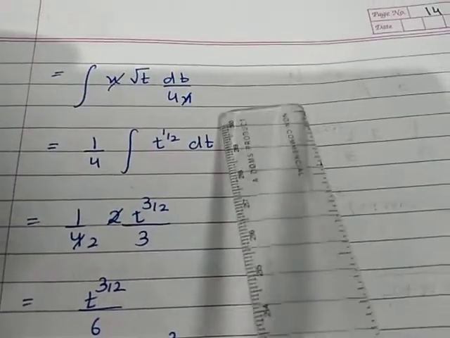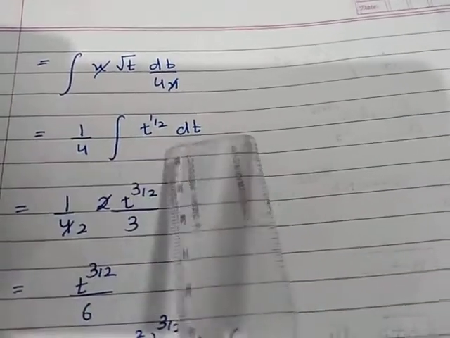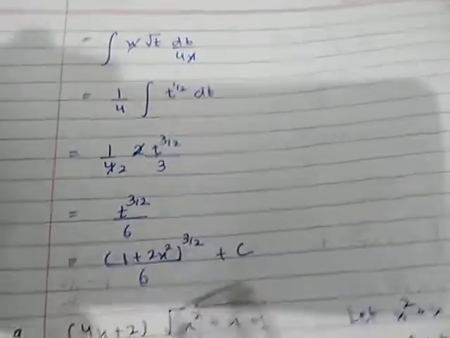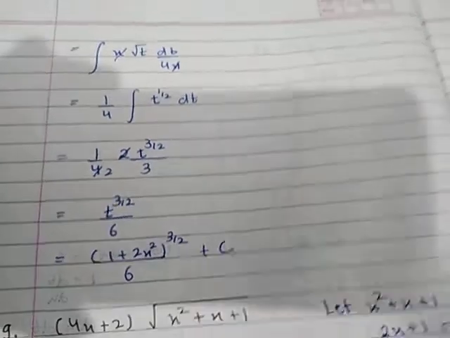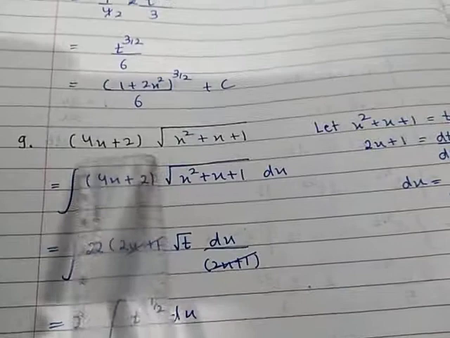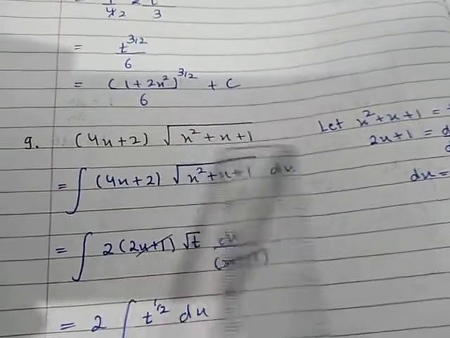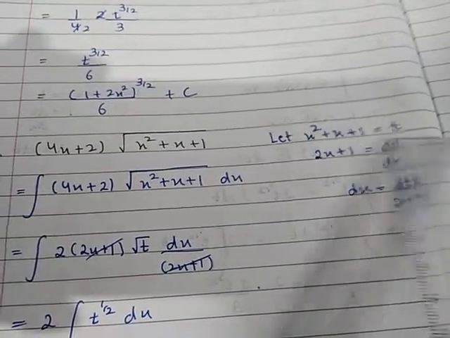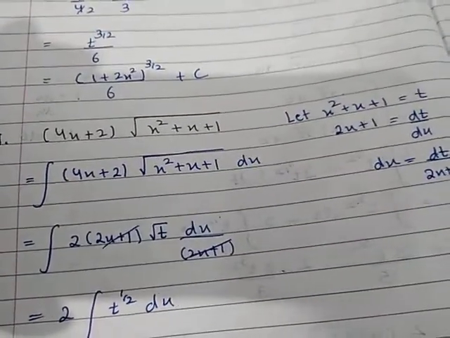the value will be under root x root t dt upon 4x, 1 by 4 integration of t to the power 1 by 2 dt, and you can do it by yourself. This is the answer. Question number 9. Same format. Under root is there. Under root terms is going to be replaced. x square plus x plus 1 is t. Then put the value here.